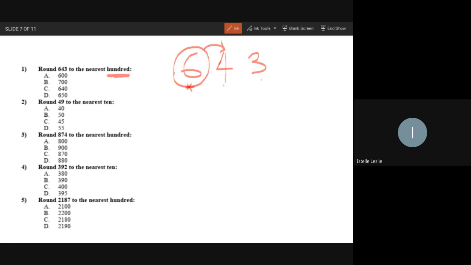You don't add 1. You only add 1 when the number to the right is 5 or above. Since this number is less than 5, we don't do anything. So we leave 6 the way it is. And then what happens to these numbers to the right? We replace them with 0, 0. We do this to maintain place value.